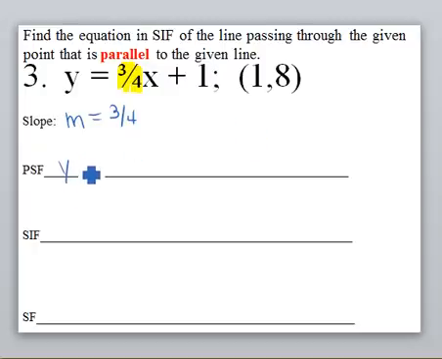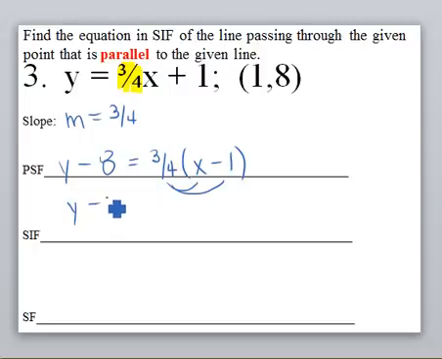The point-slope form would be y minus my y-coordinate, which is 8, and then my slope is 3/4 times x minus my x-coordinate of 1. Slope-intercept form is when we have y by ourselves, so we're going to distribute. We get y minus 8 equals 3/4 x minus 3/4.